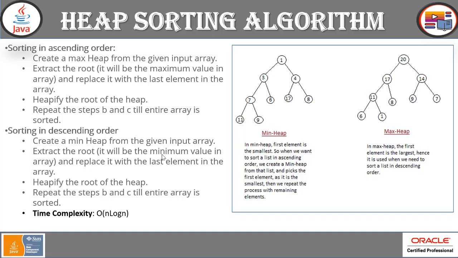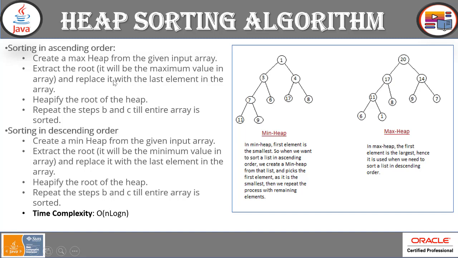For ascending, as we are going to increase the value of the elements, we need to build a max heap from the given input array. Once you have the max heap, you need to extract the root, which will be the maximum value in the array, and replace it with the last element in the array. Then heapify the root element. Heapify the root means we compare and then swap, and repeat the second and third steps till the entire array is sorted.